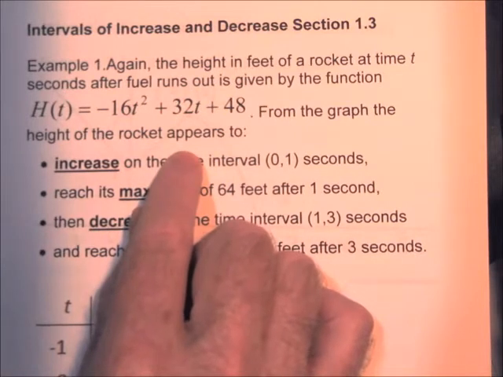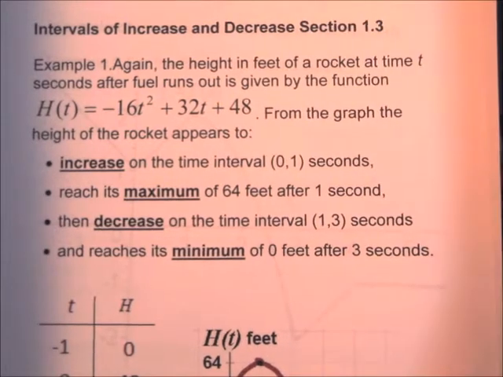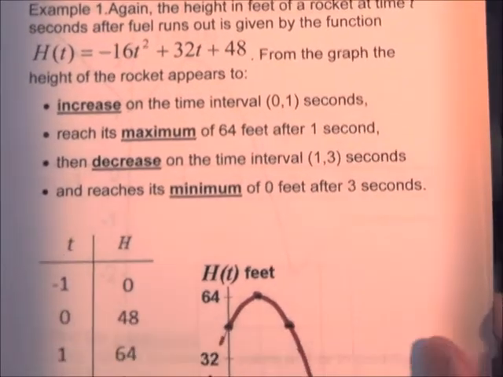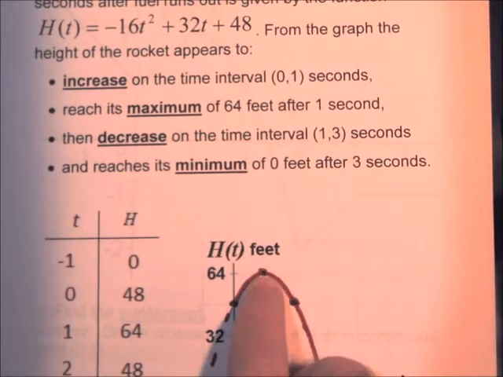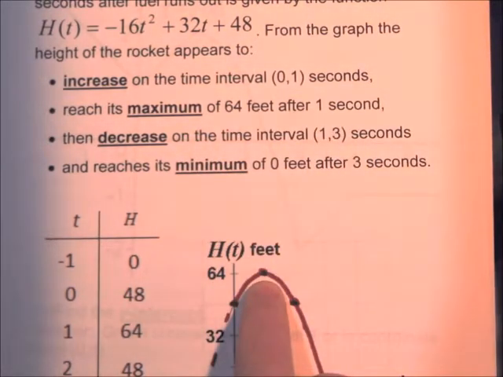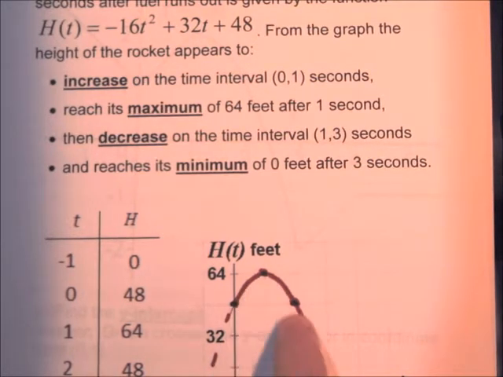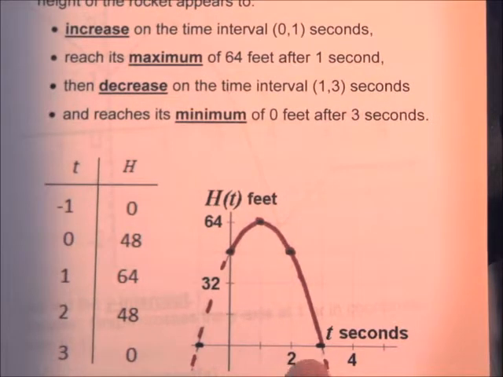And from the graph, the height of the rocket appears to increase on the time interval from 0 to 1 second. So here, this first time interval, it looks like we have positive slope. The height of the rocket is increasing on that interval there. And it appears to reach its maximum of 64 feet after 1 second, its maximum height, and then decrease on the interval from 1 to 3 seconds. And then it reaches its minimum height of 0 feet after 3 seconds.